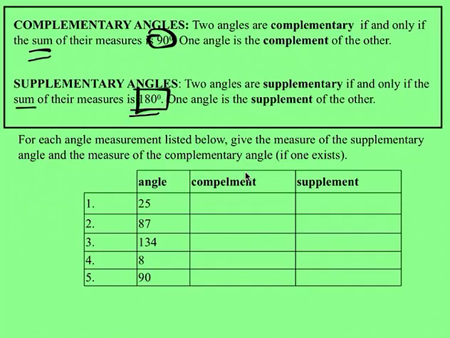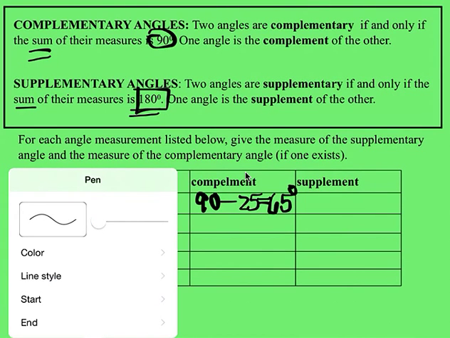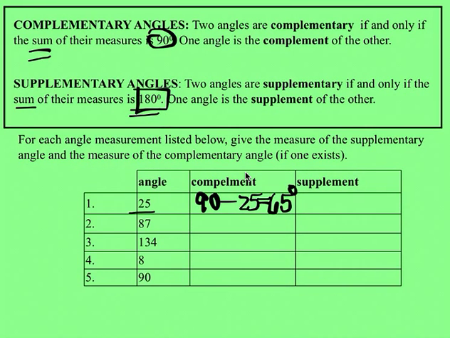Let's take a look at number 1, for example. For number 1, we want to find the complement of 25. So what we're going to do is 90 minus 25, and that's going to give us 65. So the complement of 25 is 65 degrees because then it'll add up to 90. For the supplement, we're going to do 180 minus 25. And when we do that, we get 155.